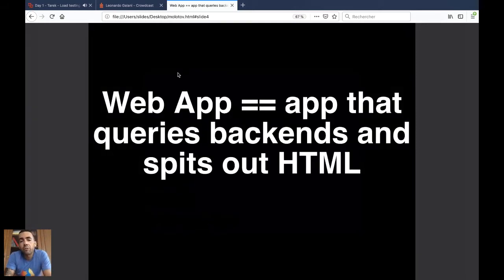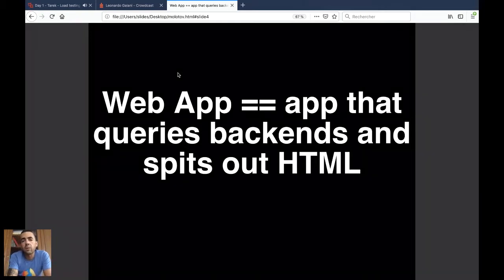So from a testing point of view, if I look at web apps and try to define what a web app is, it's basically an application that queries a bunch of backends like databases or Redis or whatever that contains some data, grabs that data given a query, and then spits out some HTML. That's the most basic definition I could find of a web app.